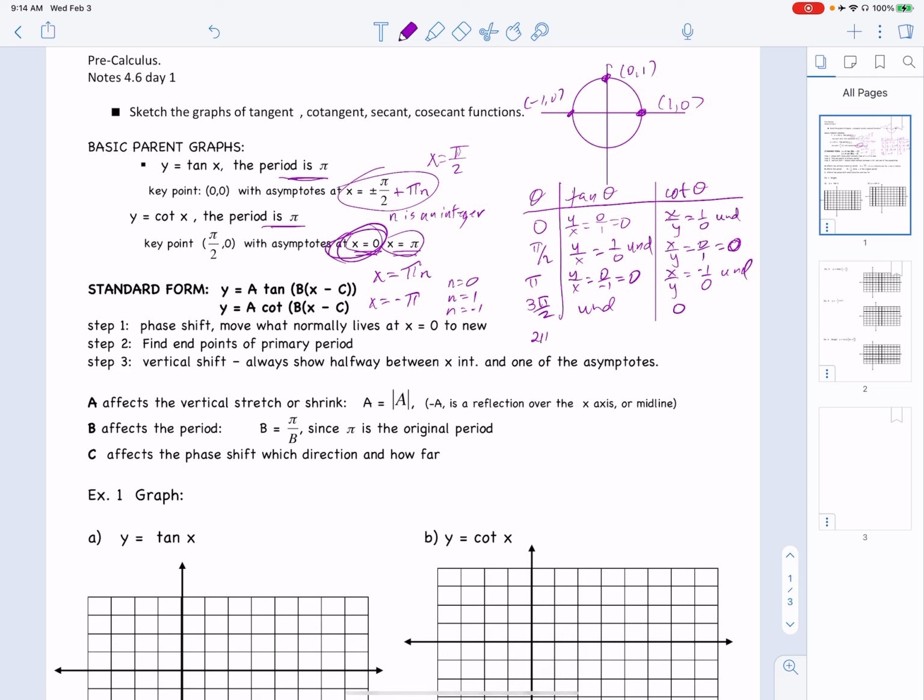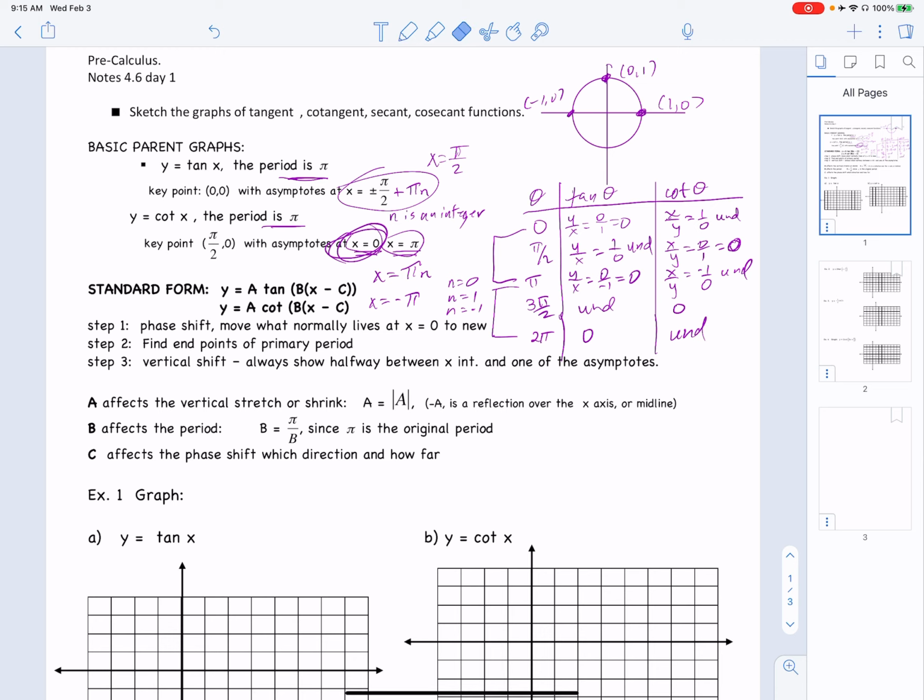If we go to 2 pi, which means we've gone 2 periods, because remember, tangent's period and cotangent's period is pi. So from 0 to pi, you get the entire footprint of tangent. If you get to 2 pi, you've gone through 2 periods of tangent, and you're back to 0, and cotangent will be undefined.